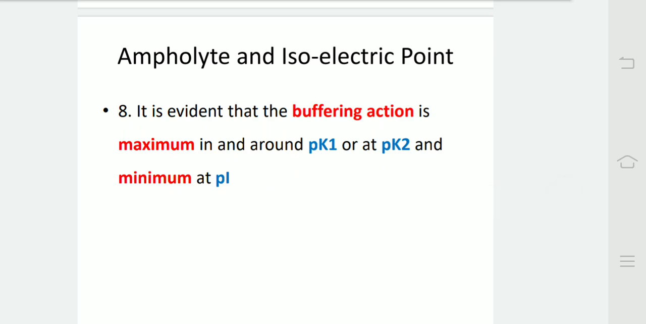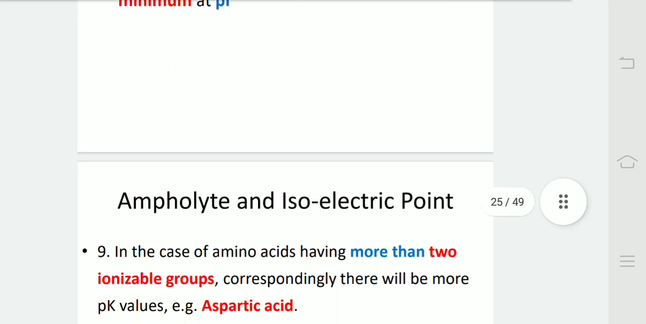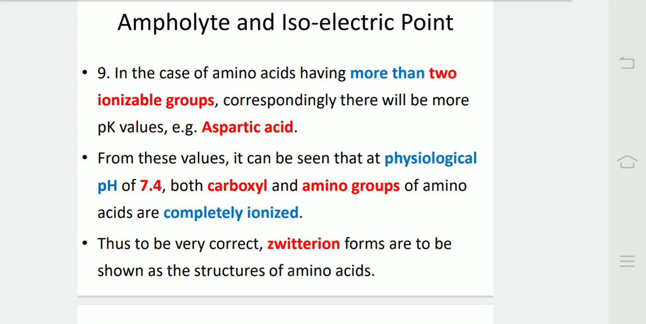It is evident that the buffering action is maximum in and around pK1 or pK2 and minimum at PI. In the case of amino acids having more than 2 ionizable groups, correspondingly there will be more pK values. For example, aspartic acid. From these values, it can be seen that at physiological pH of 7.4, both carboxyl and amino groups of amino acids are completely ionized. Thus, to be very correct, the ionized forms are to be shown as structures of amino acids.